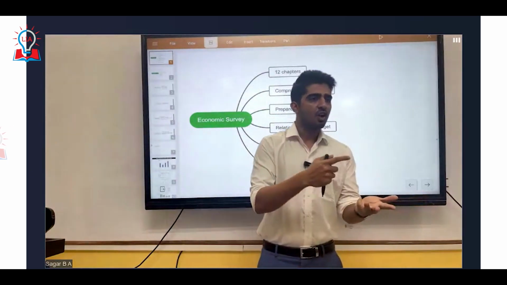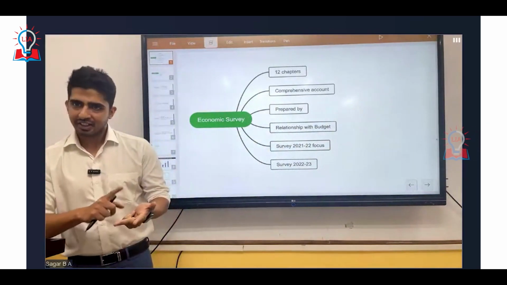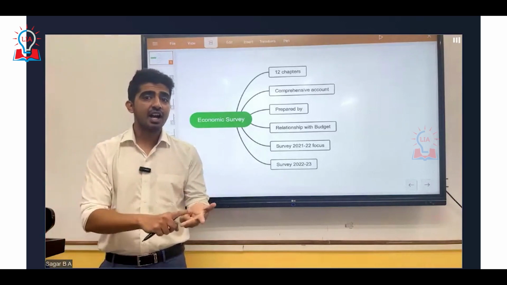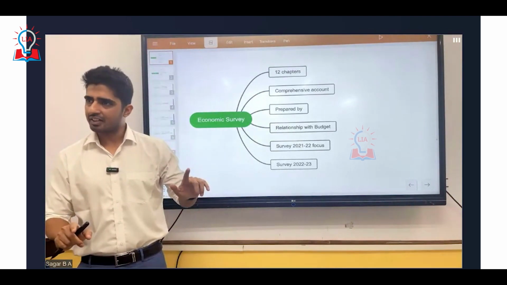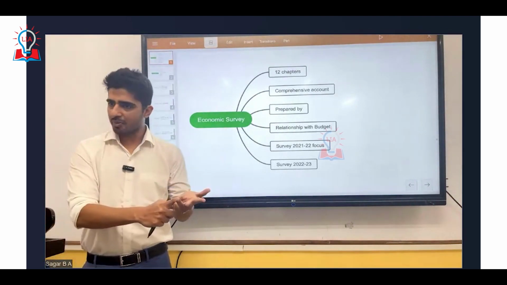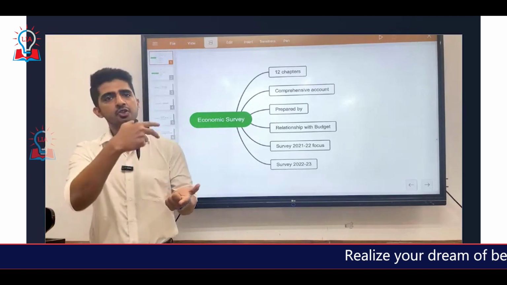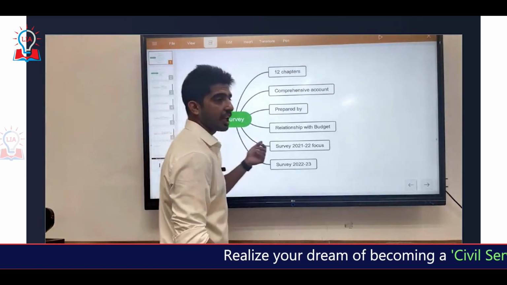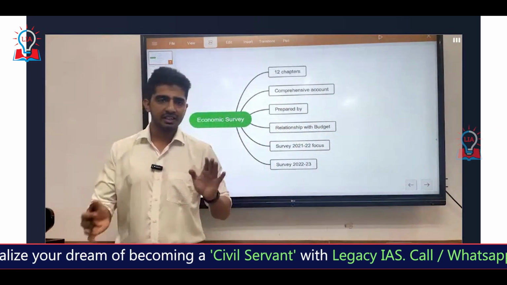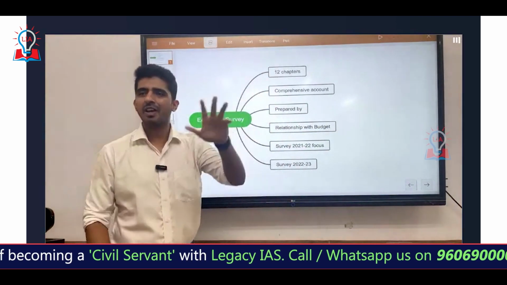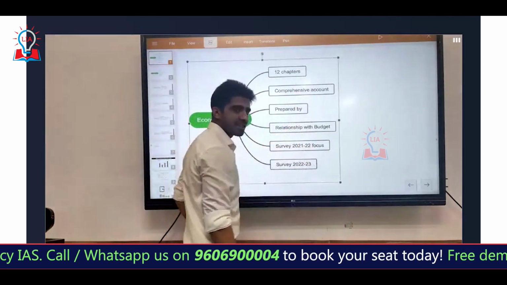So, how are we going to proceed? First, we are going to look at what is there in the economic survey. Related to that chapter, what is there in the budget? And then we'll look at the graphs related to that particular chapter from both budget and economic survey. Clear? Economic survey, we have 12 chapters. All the stuff we have studied in the class, those 20 to 23 chapters, will all be in these 12 chapters itself.